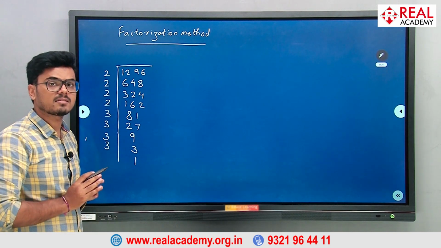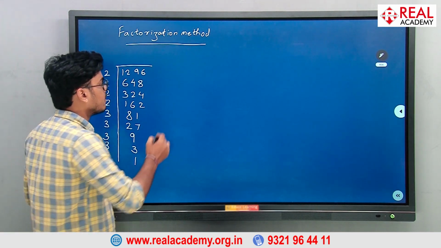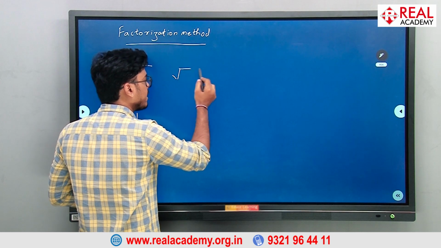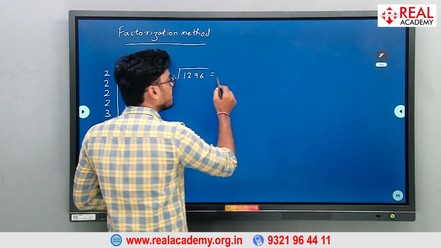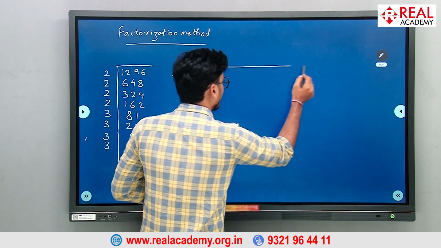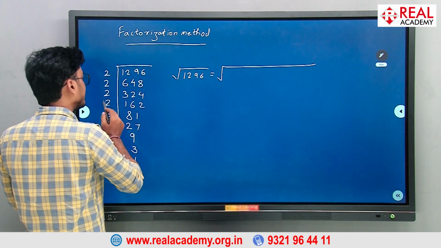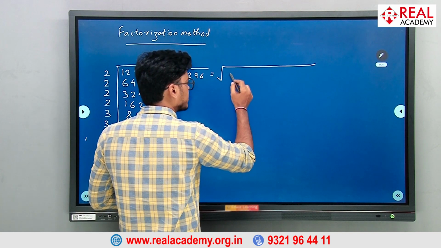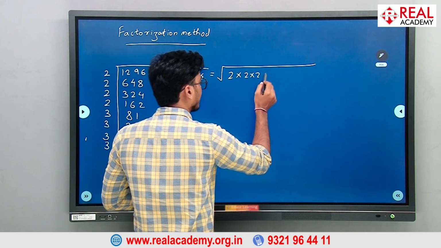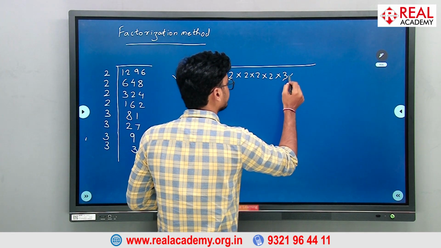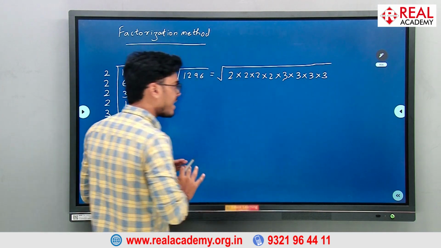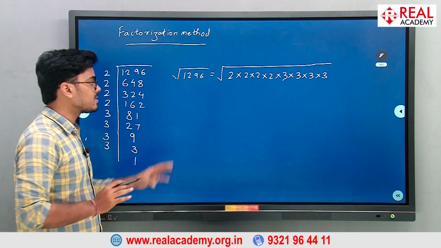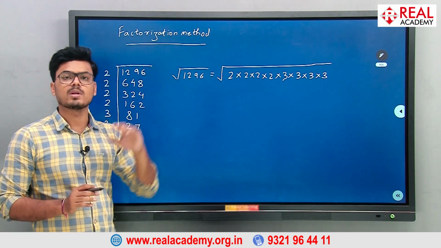So what are the factors of 1296? I have factorized this completely as 2 into 2 into 2 into 2, 4 times 2, and 4 times 3. Till now we haven't found the square root. We have just factorized 1296.